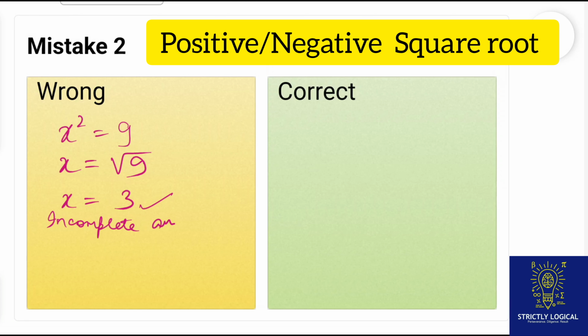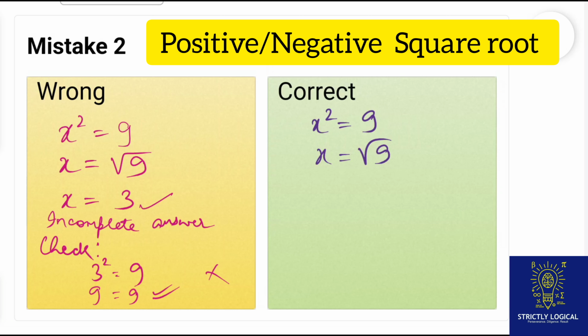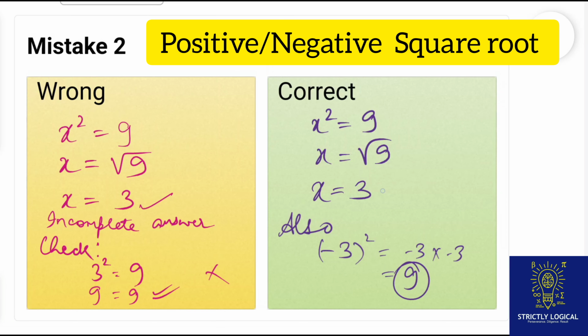But do you think that this is the complete answer? Actually, no. This is incomplete. Have you ever thought of negative 3 square? Minus 3 into minus 3 gives us positive 9. So don't you think that minus 3 is also the square root of positive 9?